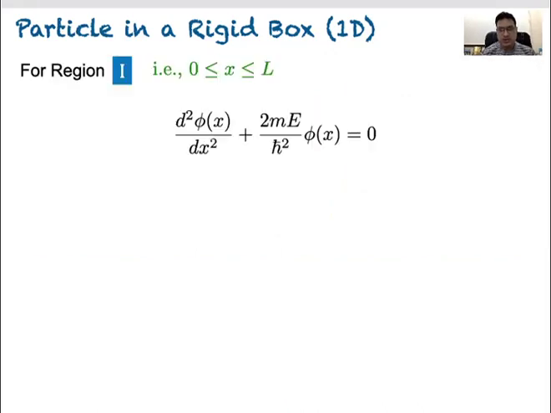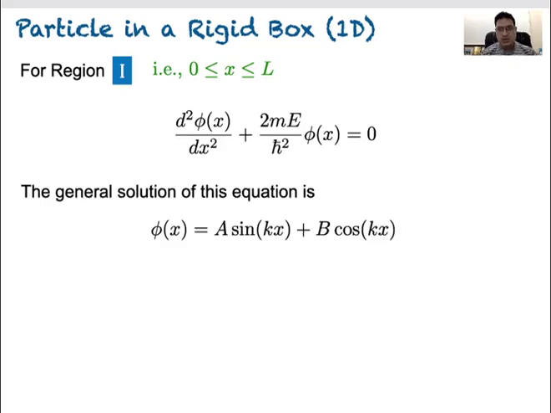This is the equation that we have written, and to simplify the whole thing, I'm going to assume a general solution of the following form: phi of x is equal to A times sine kx plus B times cos kx, where k is the square root of 2mE over h cross square. So this part I have assumed as k square. Once we have written the general solution of this double differential Schrodinger equation for a particle in a rigid box, the only problem left is to find the constants A and B.